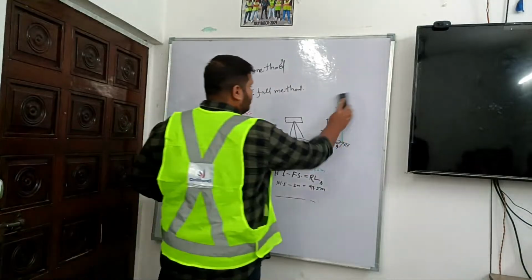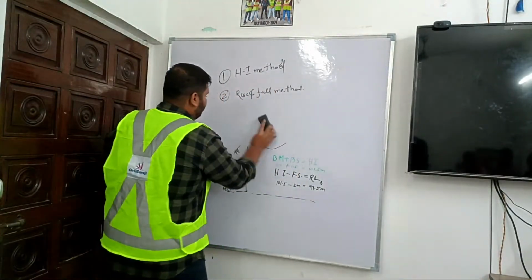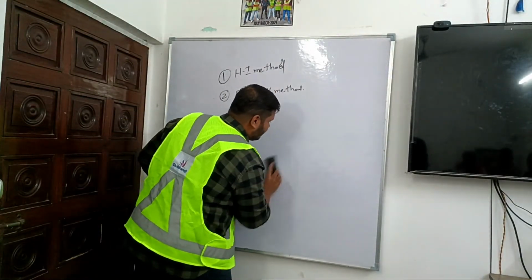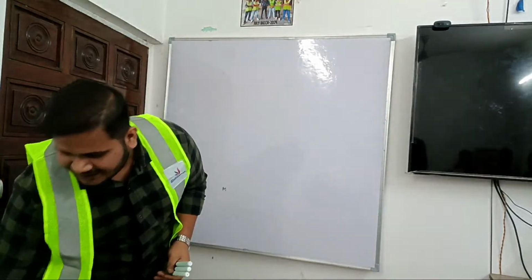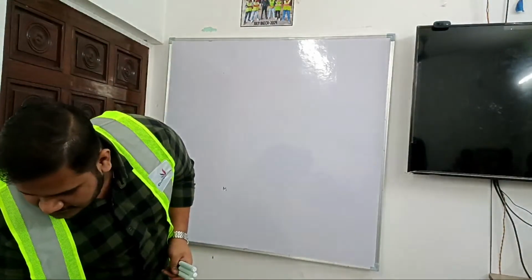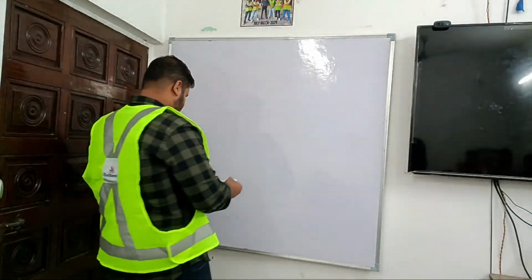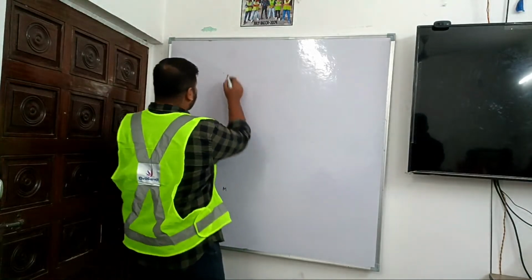Now we will see types of leveling. We will discuss types of leveling now, which is done by the HI method itself, which we call fly leveling. Basically there are two types of leveling.